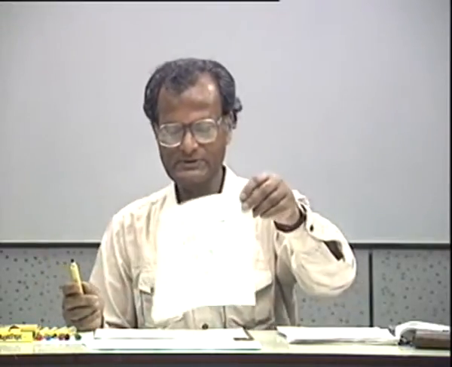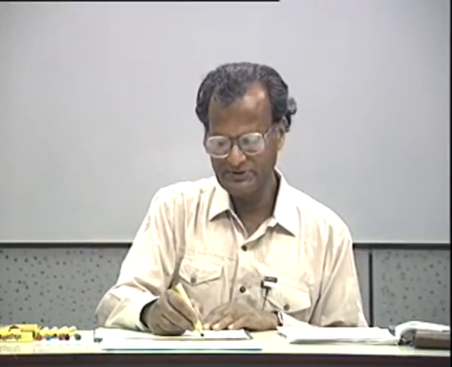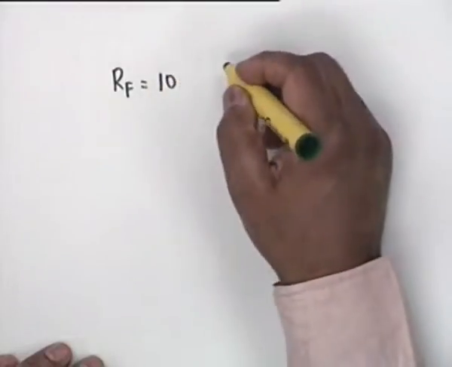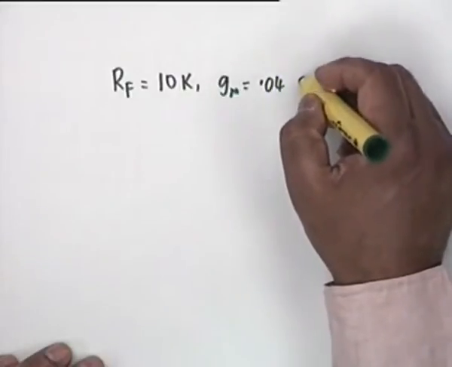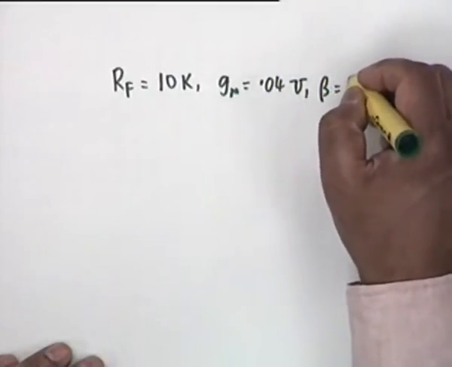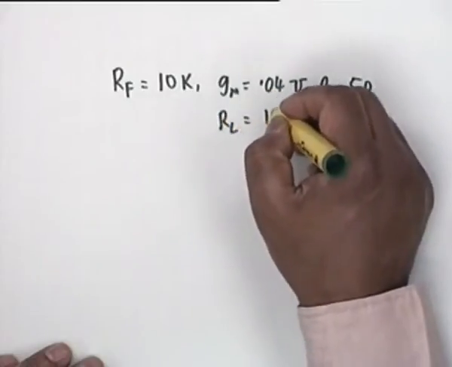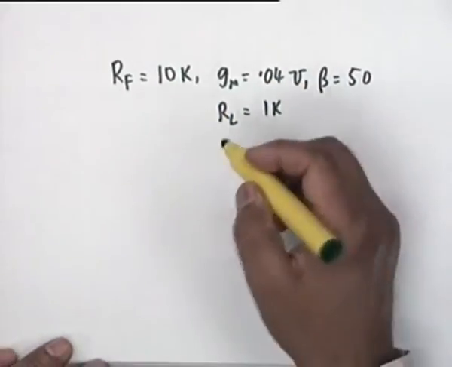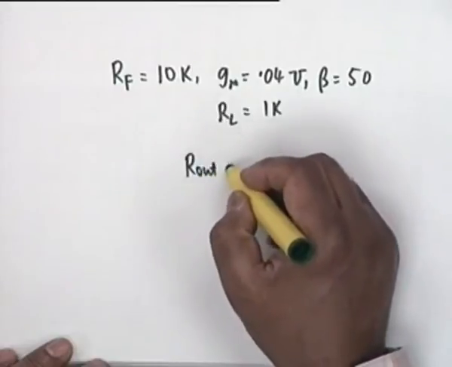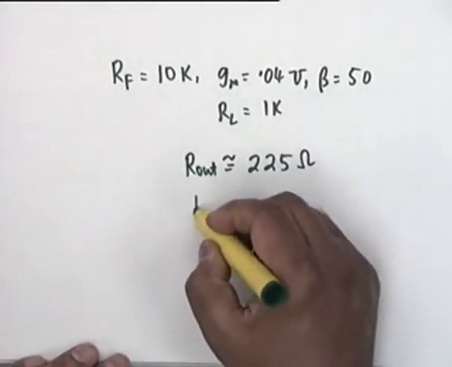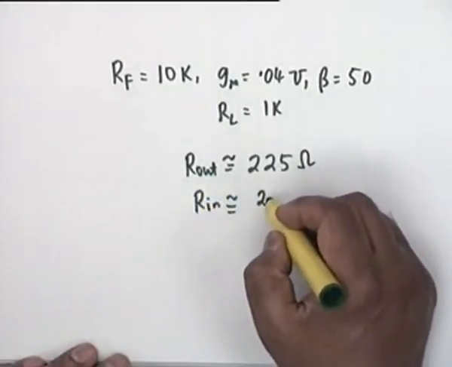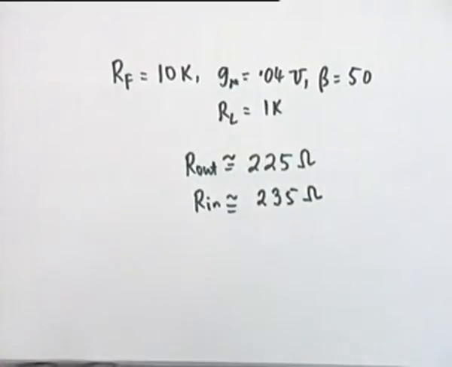And typical values we had taken, we recall this example because we shall carry this example through. Rf was 10K, Gm was 0.04 mho, beta was 50 and RL was 1K. Under these conditions our R out was approximately 225 ohms, and R in approximately was 235 ohms. These are comparable values. They are low values.